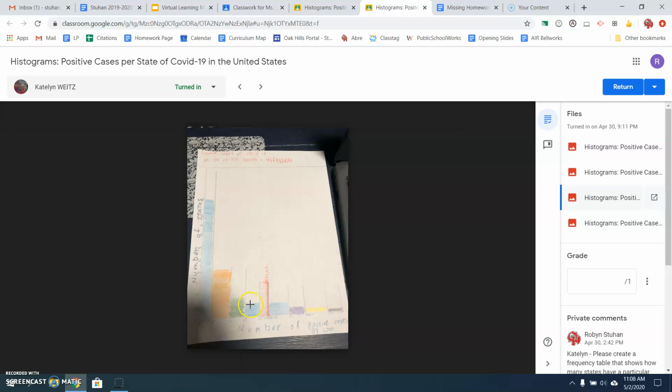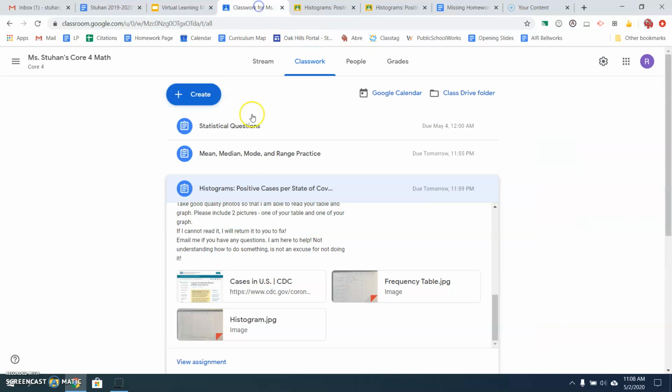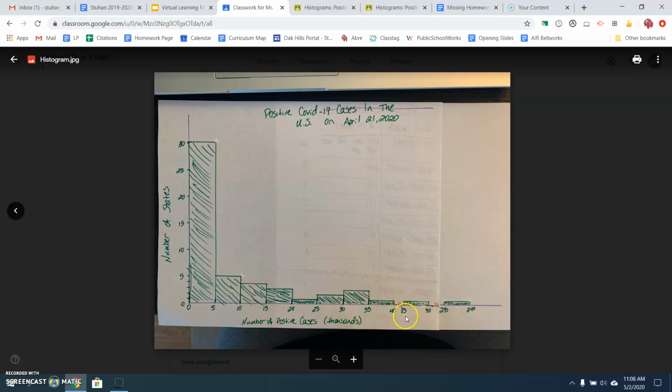All right. So when you get up to the higher numbers and you end up having a break in your data, you want yours to look like mine. Let me show you mine. Here's my histogram that I uploaded. See how there weren't any cases when I did the data. This is different than what you have. But when I looked at the data, there wasn't any states that had between 40 and 85,000 positive cases.